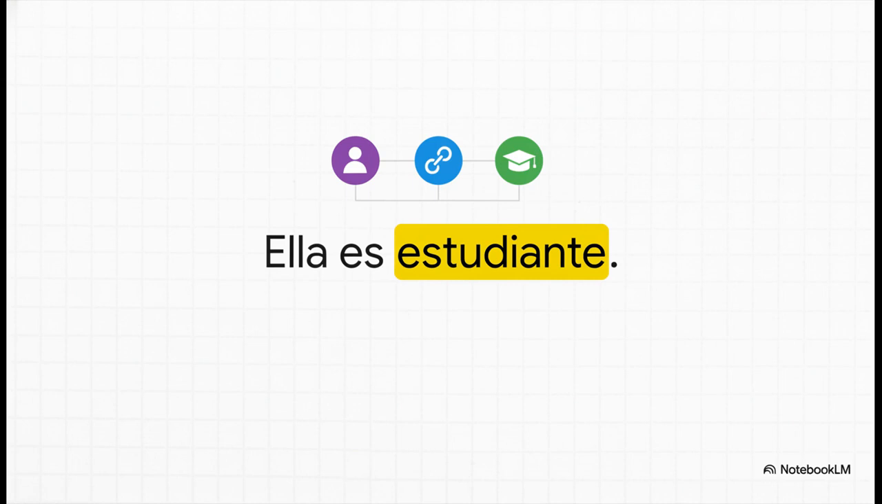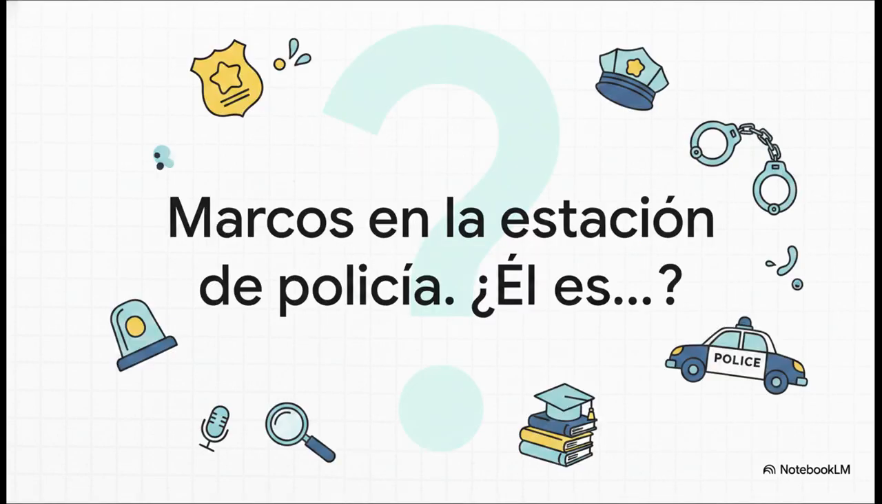Did you nail it? The answer is ella es estudiante. She is a student. Notice how cleanly that works out. We take the personal pronoun for she, which is ella, we conjugate the verb ser to es, and we just plug in the occupation estudiante. Ella es estudiante. Perfect. Let's keep this momentum going with number 2.